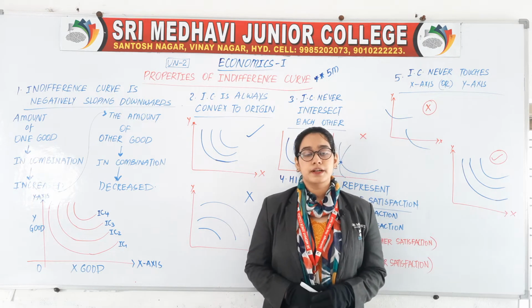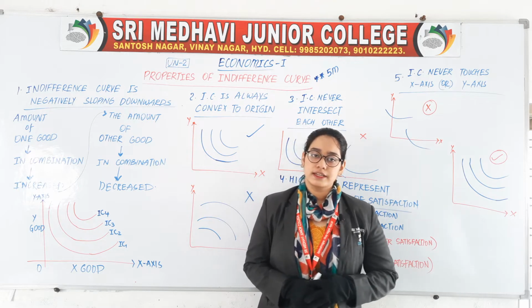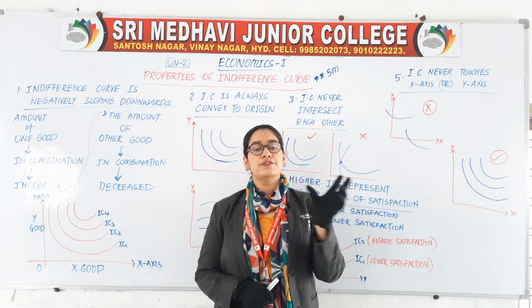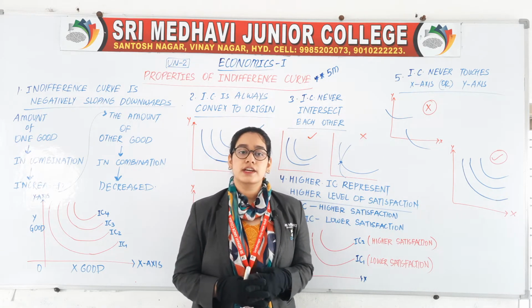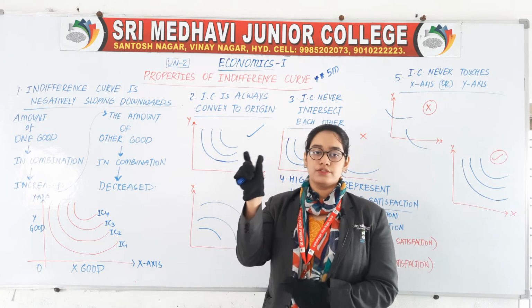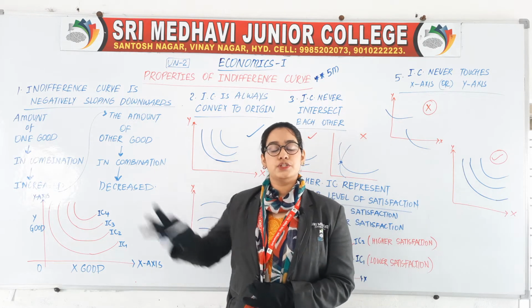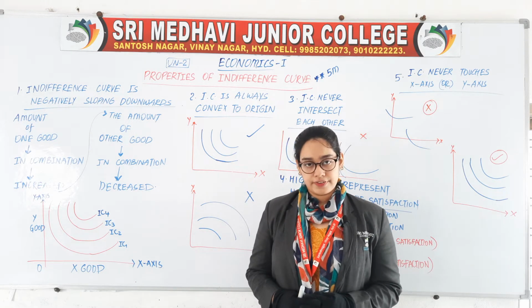In the last classes we have discussed topics from unit number 2, that is theories of consumer behavior. The topic was indifference curve and its assumptions. So what was an indifference curve? It is a locus of points, each representing two combinations of goods which are giving you the same level of satisfaction.